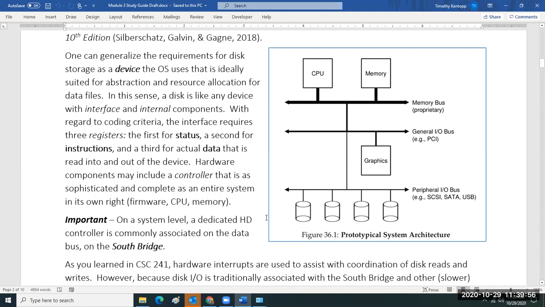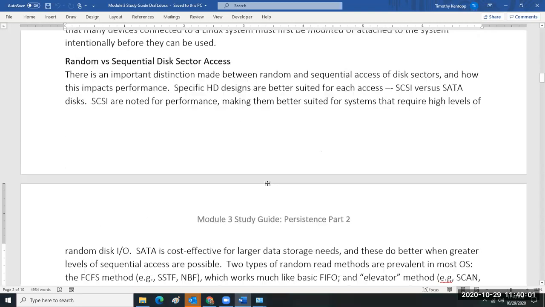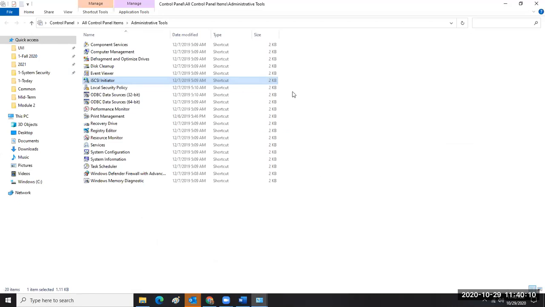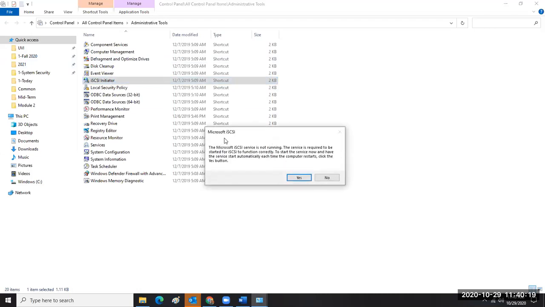But the trick is, it has to boot from somewhere. And the PXE network boot is very limited. The firmware for that doesn't cover enough for a full operating system. So iSCSI is one of the methods that has evolved from this progression, and it's actually built into the operating system. So on Server 2019, you'll see here, it says the Microsoft iSCSI service is not running. The service is required to be started for iSCSI to function correctly. To start the service now and have the service start automatically each time the computer restarts, click the yes button. If you have a server and you want to be able to connect to storage area network block level access disks, you want to use something like iSCSI.